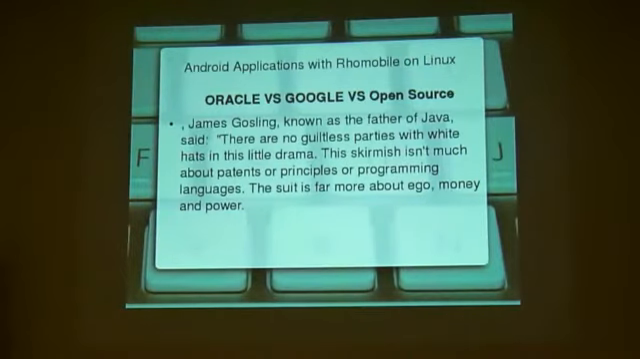And I've read what a few of them are, and it just really basically seemed like things that are pretty common sense, typical things that you would do. It's not like any great revelation or any incredibly innovative things that they're coming out with. But I thought it was interesting what James Gosling had to say about it. His take is that there's no guiltless parties, nobody with white hats. It's not so much about patents or principles, it's more about ego, money, and power.